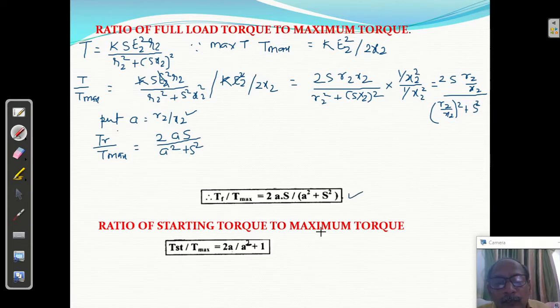Ratio of starting torque to maximum torque: instead of T running, starting torque T start upon T max. In starting, S equal to what? S equal to 1. So you will get 2a upon 1 square plus a square, that is, 2a upon 1 plus a square. You will get this expression. So this is the expression we will use to solve some numericals later on also.